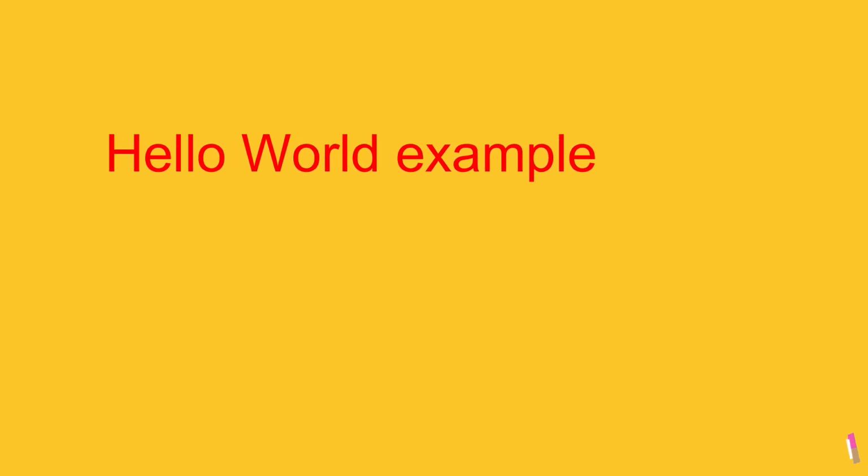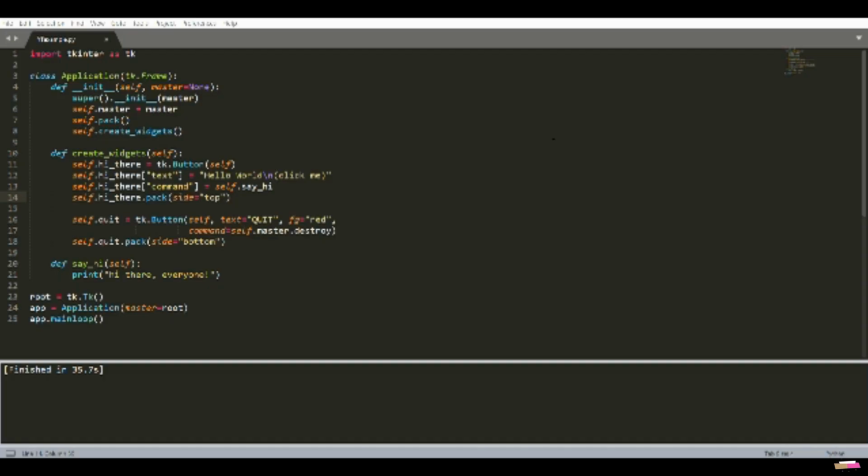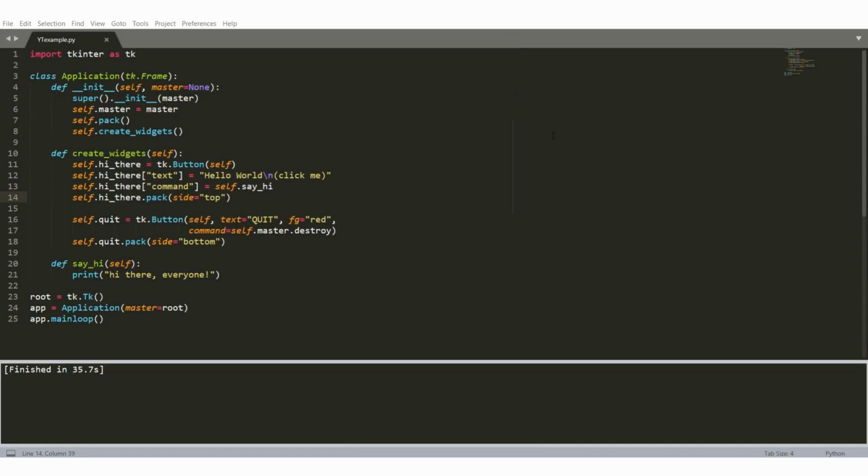Let's see a Hello World example on Tkinter. Every programming language or UI toolkit must have a Hello World example. Okay, I think that becomes interesting. So let's see what the Hello World example is. Here is a Python Hello World example. Obviously a compulsory Hello World for every language or every UI toolkit. So let's run this code and see how this runs.